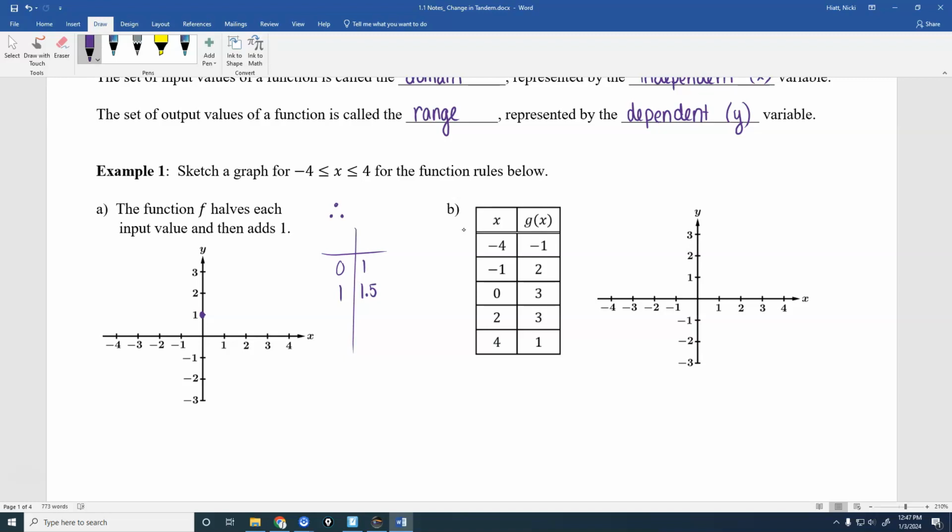I could graph that. I could do this again with 2. Half of 2 is 1. 1 plus 1 is going to be 2. There, so I got the point 2, 2.